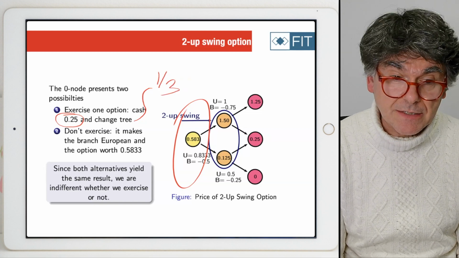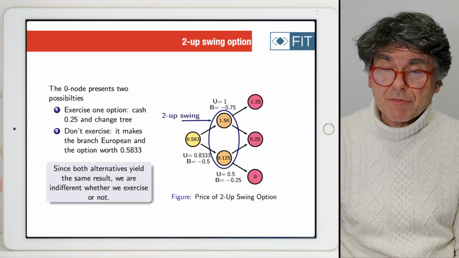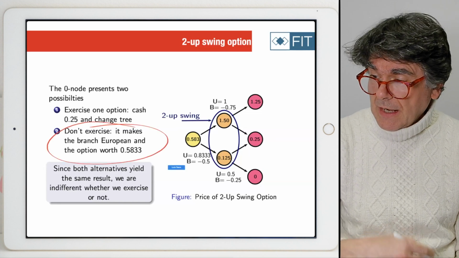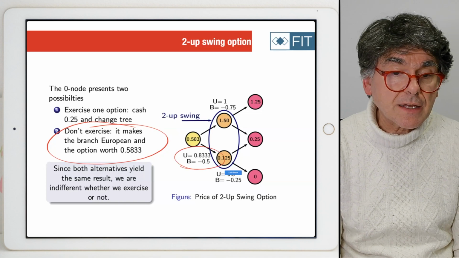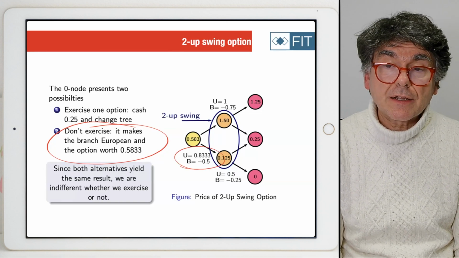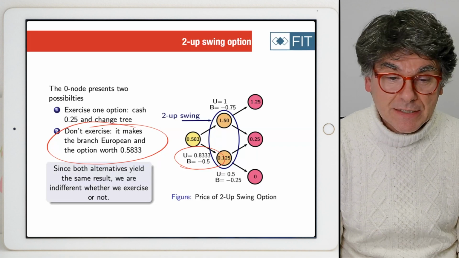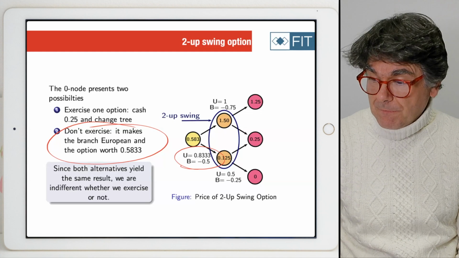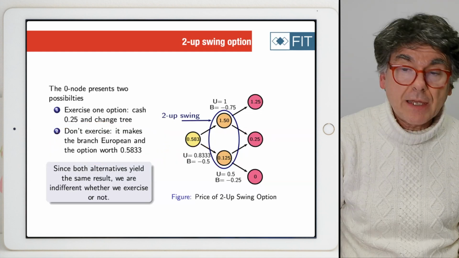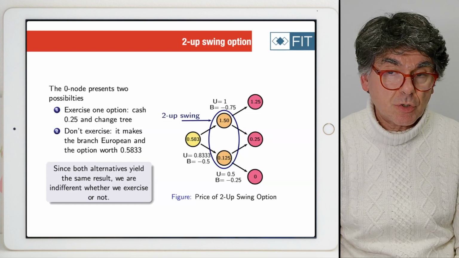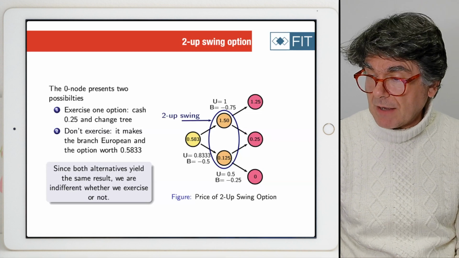That's if I exercise. If I don't exercise, I have a European branch. And the European branch, if you price it with a replicating portfolio, which we have here, you can find that the option is worth 58 cents and a third. It's the same as if you exercise. So at this point, you are indifferent. This is a point of indifference when we have this swing option. Today, the stock is priced at $1.